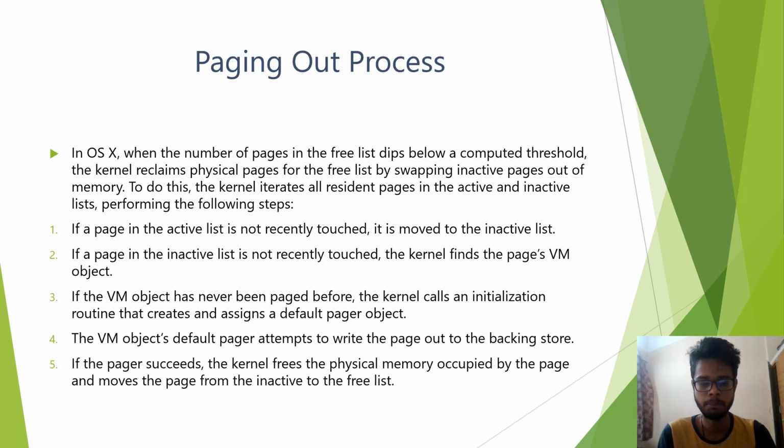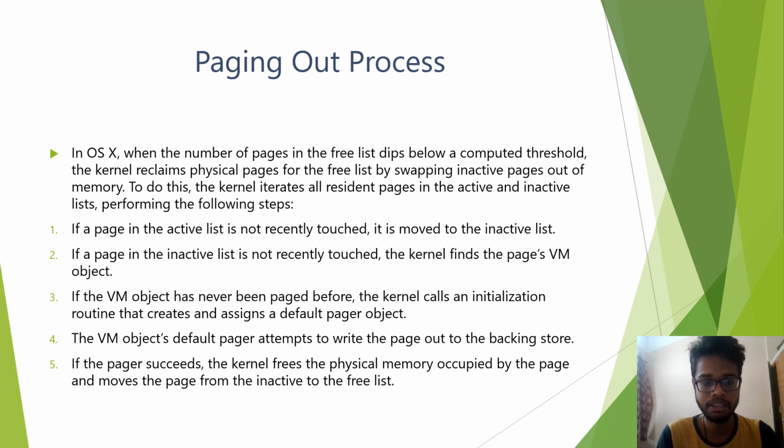Now we are going to talk about the paging out process. In the Mac operating system, when the number of pages in the free list dips below a computed threshold, the kernel reclaims physical pages for the free list by swapping inactive pages out of memory. To do this, the kernel iterates over all resident pages in the inactive and active lists, performing the following steps.